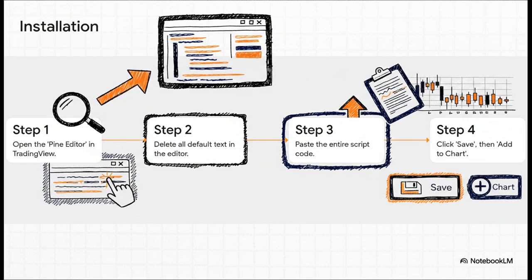First, you're going to open the Pine editor. It's that tab usually at the bottom of your screen. Second, just select all of the default Hello World text that's in there and delete it. Third, you paste in the entire script code. And finally, you just click Save, give it a name you'll remember, and then click Add to Chart.